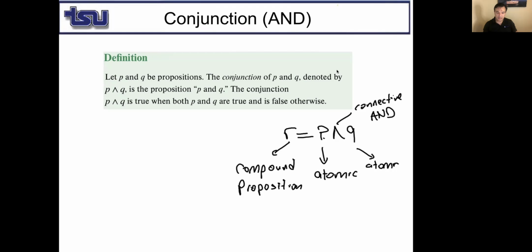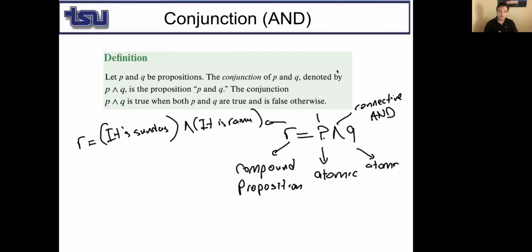So my question right now is, when do you think R will be true? Since this is an AND operation, in order for R to be true, both P and Q must be true at the same time. If P is true and Q is false, or if Q is false and P is true, or if both of them are false, obviously R will be false. So for example, let's say that P is it is Sunday and Q is it is raining. Then R will be it is Sunday and it is raining. So for R to be true, it must be Sunday and it must be raining.